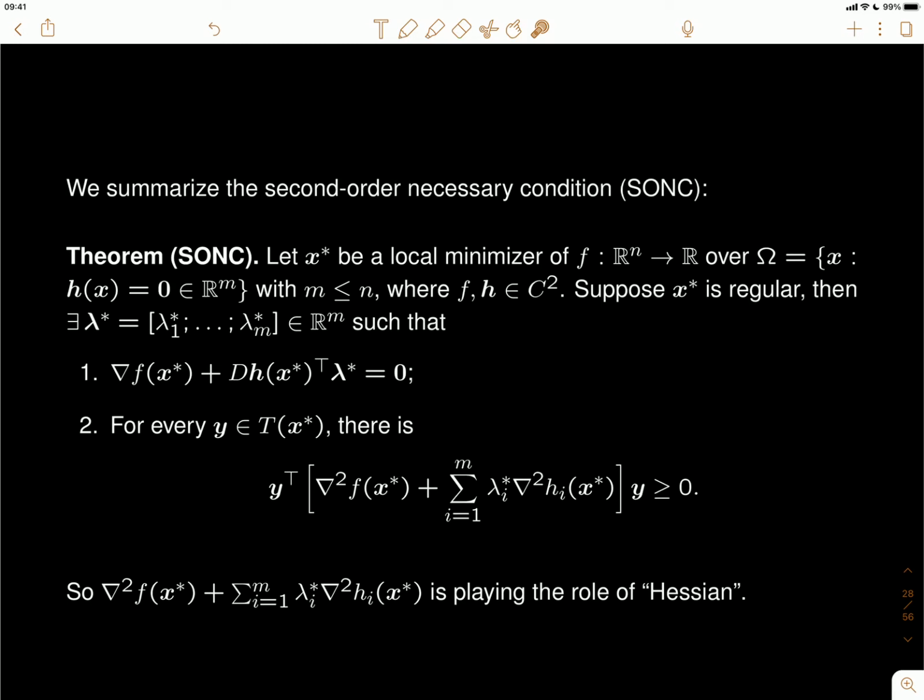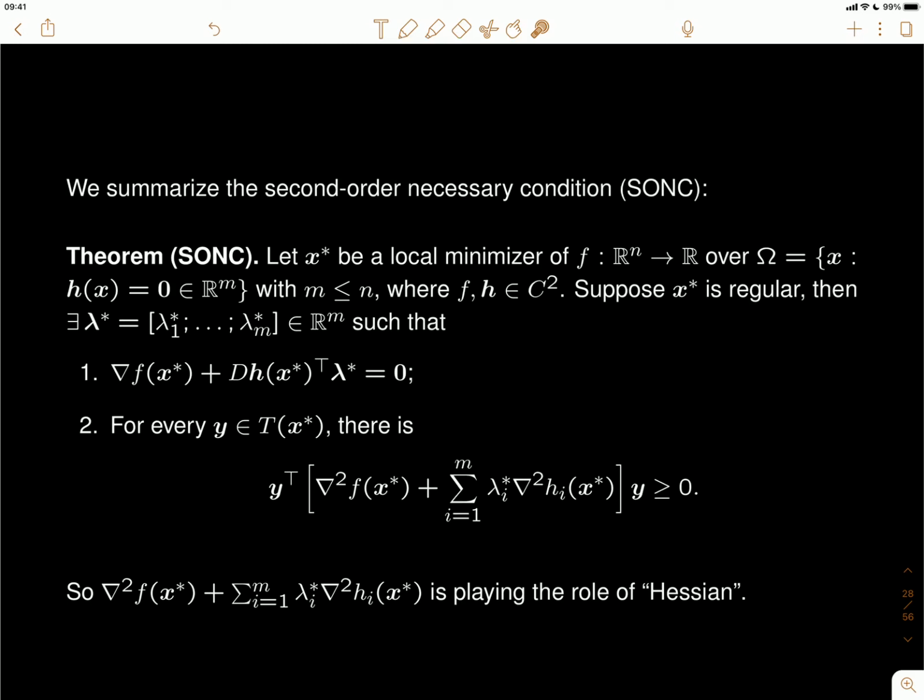As long as this is greater than or equal to zero for the vectors in the tangent space, then we see that this one has satisfied the second order necessary condition. Again, this is a necessary condition. If x is a local minimizer, then this must be satisfied. But if you know this is satisfied, it doesn't mean that it's a local minimizer. It's not a sufficient condition.